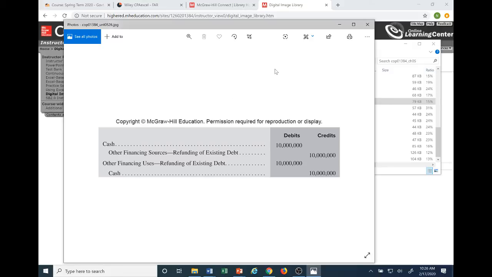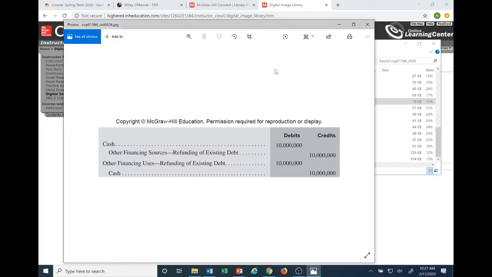Okay, so remember we're going to refund the debt with a new issue of 10 million debt, right? So obviously, if we're going to issue new debt, we're going to receive 10 million in cash, right? So we're going to debit cash, asset going up, credit other financing sources, refunding of existing debt. Okay, so that's the 10 million. That's going to be our offsetting credit, and then debit other financing uses, refunding of existing debt. So we're just going to debit that credit we just established, credit cash because we're buying back the debt, right?